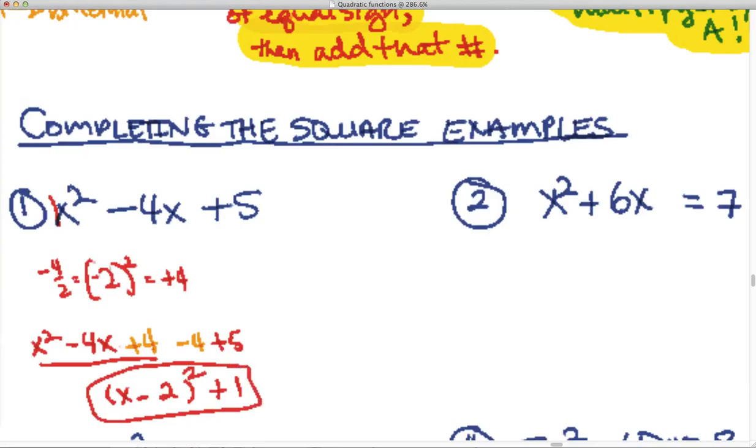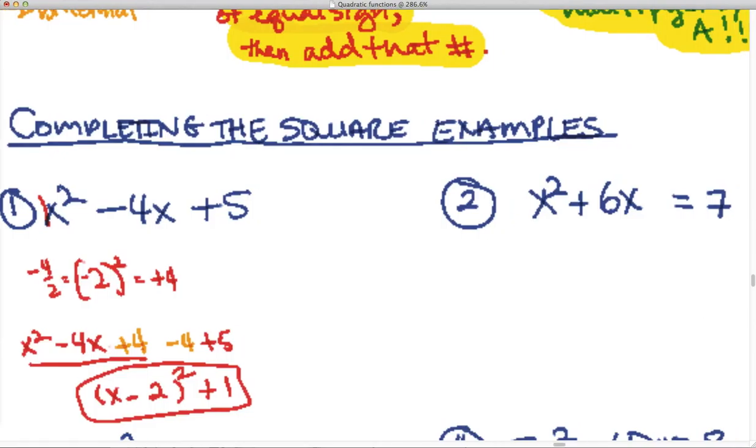All right, so again, half of b, square it, do the opposite since it's on the same side, and then factor it down. If you had a little problem seeing that, watch the special cases of factoring scenario video.